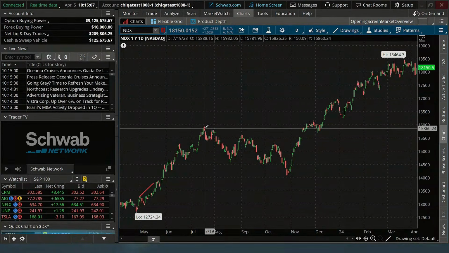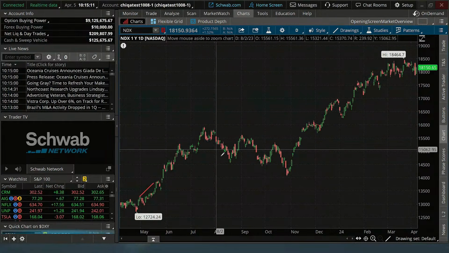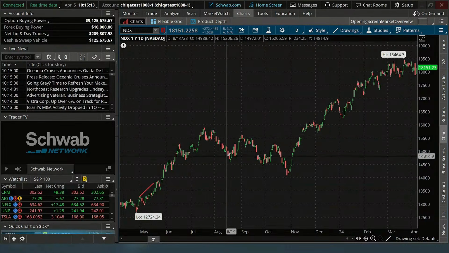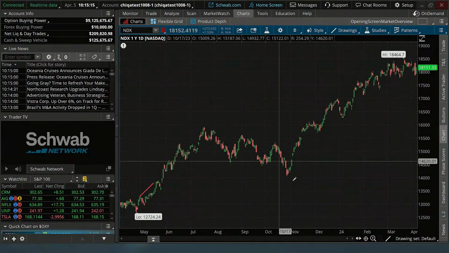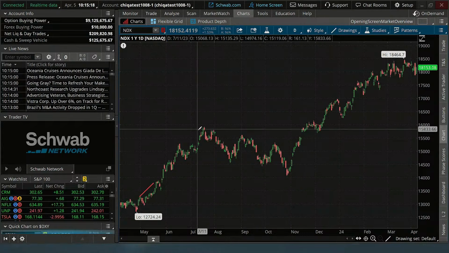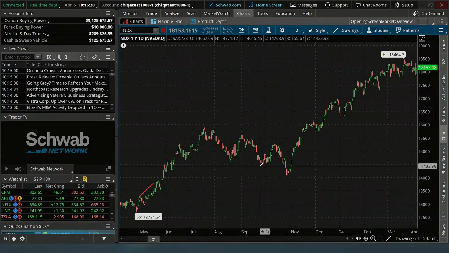And then now you can see the ABC pattern, right? Okay. This is 1. This is the A, this is the B, and this is the C. Okay, so that is the corrective wave.